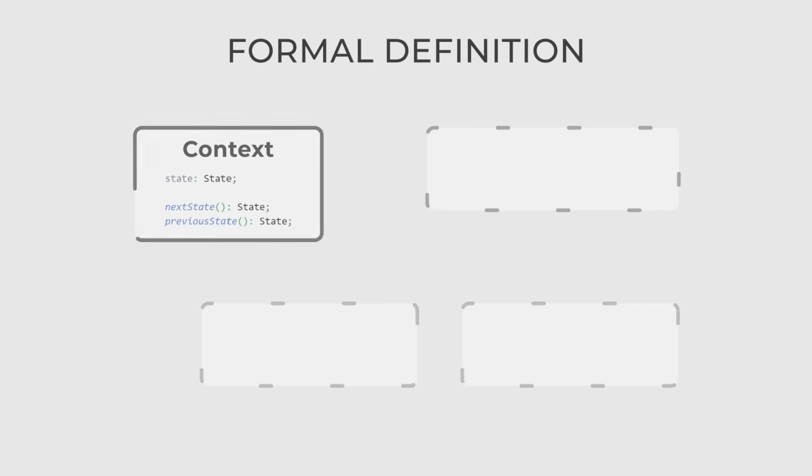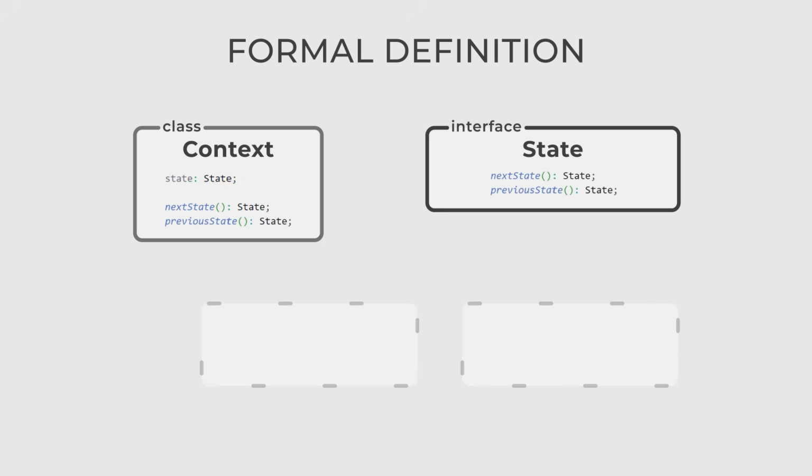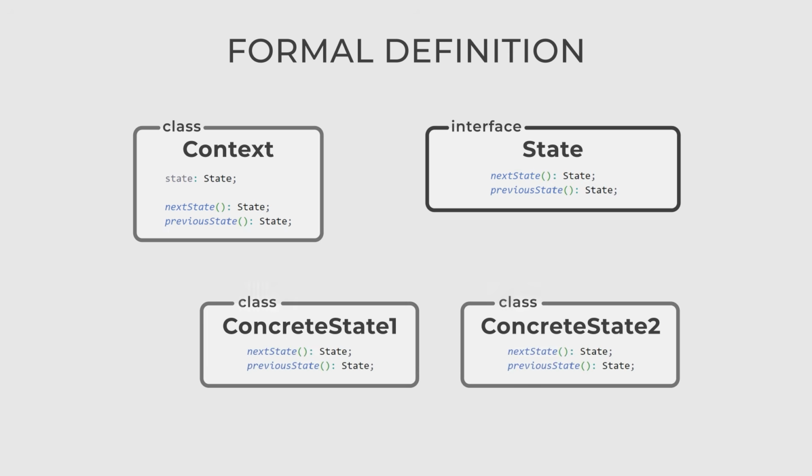There are 3 actors in this design pattern. The context is a class that maintains an internal state and contains a reference to the current state object. It delegates requests to the current state. The state is an interface that defines the methods for handling requests. Concrete states are classes that implement the state interface and provide the behavior associated with a specific state.